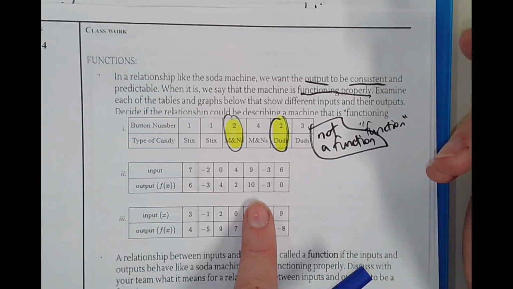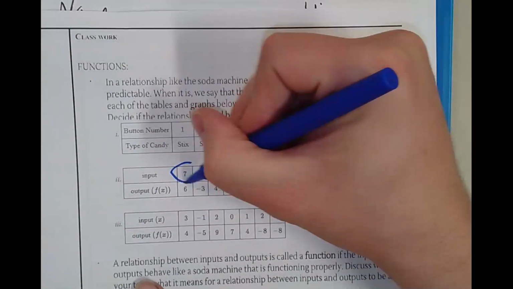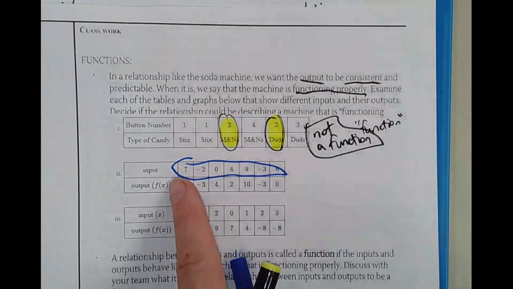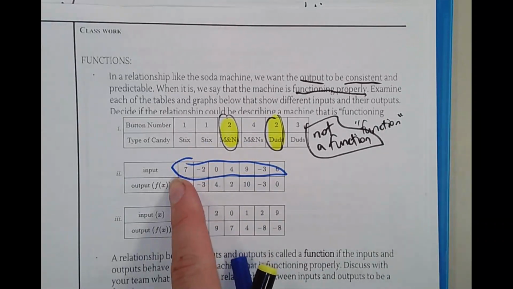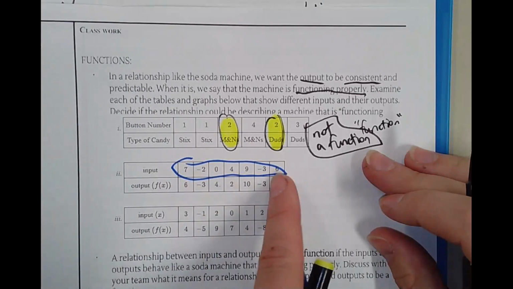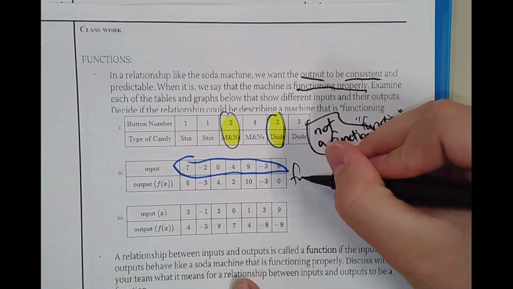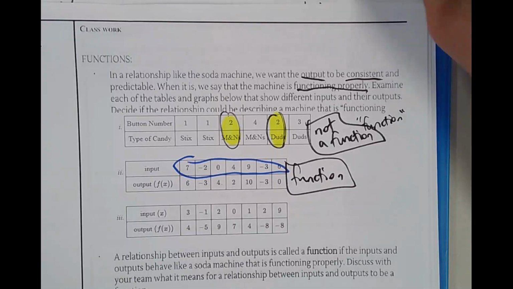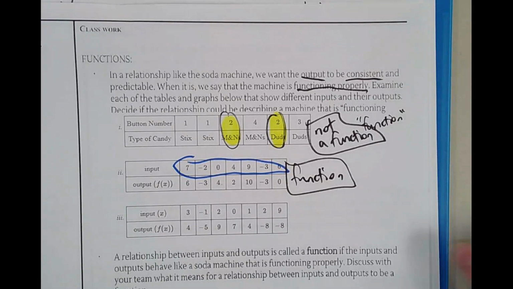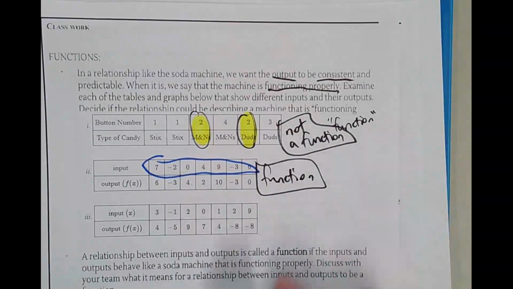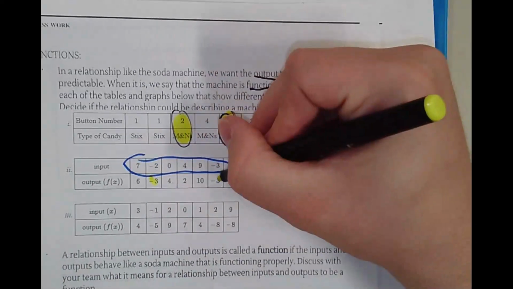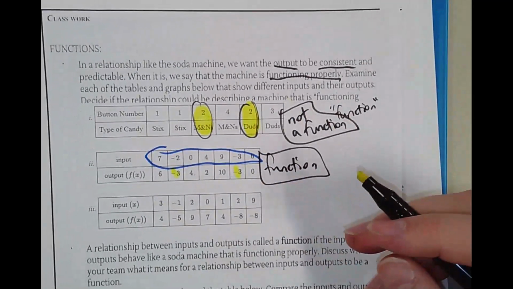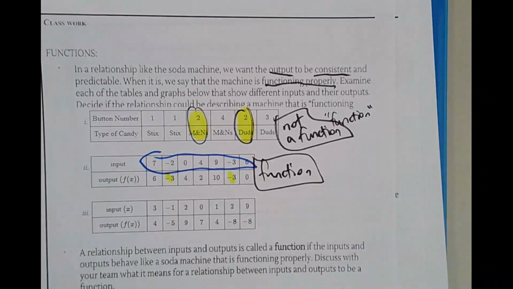Here's the trick. Do you see any repeating numbers here? No. Which one repeats only on the inputs though? Because those are the different buttons we can press. Any of those repeat? So it's a function. That means all these buttons are unique. Every button gives us one unique output. Is it okay that they give us the same thing as the output? Yes. Because one button can give you Twix. Another button can give you Twix. Is that okay? Yeah, it's a function.